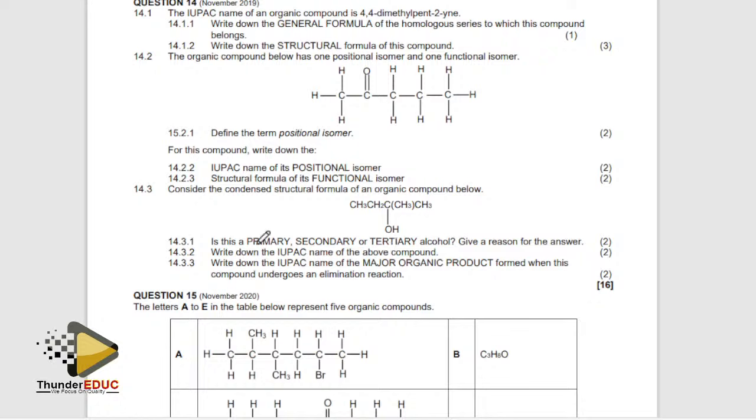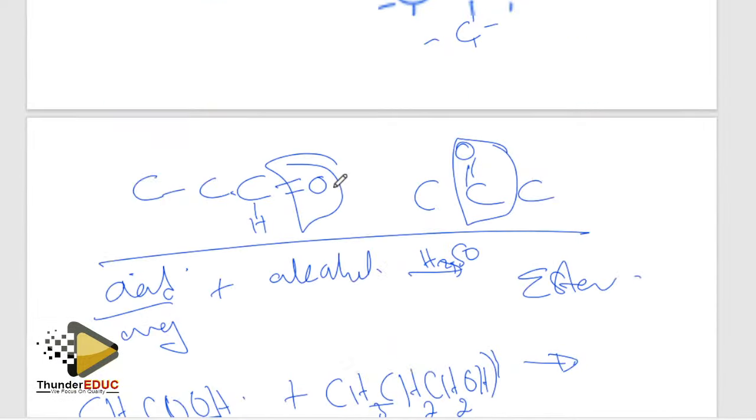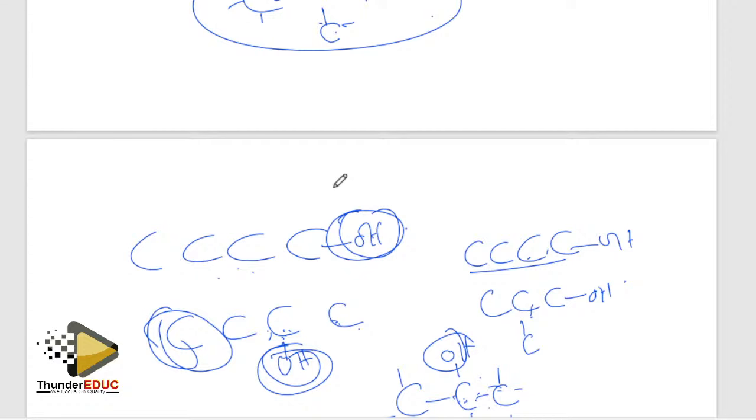If it is primary, it has 1 carbon atom attached to the carbon atom with the functional group. If it is secondary, it has 2 carbon atoms attached to the carbon atom with the functional group. Don't say it has 2 carbon atoms attached to a carbon atom. Just like that.